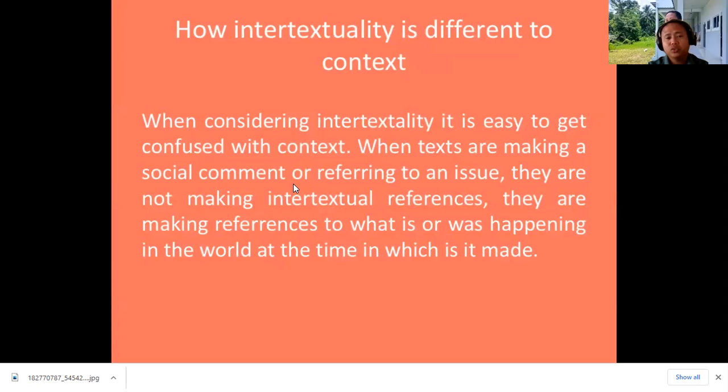So how is intertextuality different from context? When considering intertextuality, class, it is easy to get confused with context. When texts are making a social comment or referring to an issue, they are not making intertextual references. Take note of that. They are making references to what is or was happening in the world at the time in which it is made.